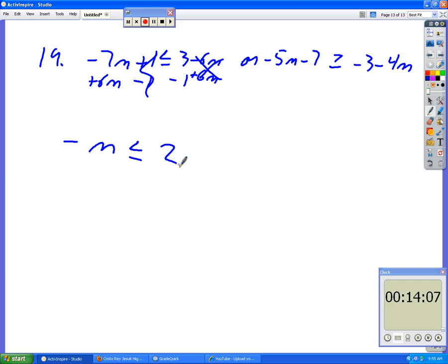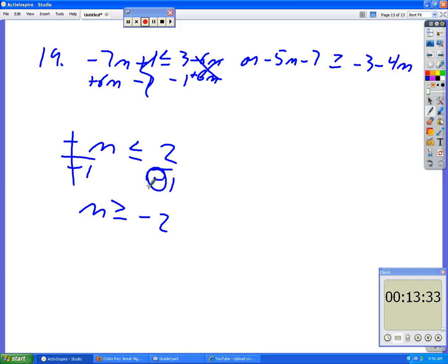What do I have to do here? Divide by -1. They cancel. What changes? The arrow. Because I divided by a negative. When you divide by a negative, the arrow must change directions. Don't forget to change directions when you divide by a negative.